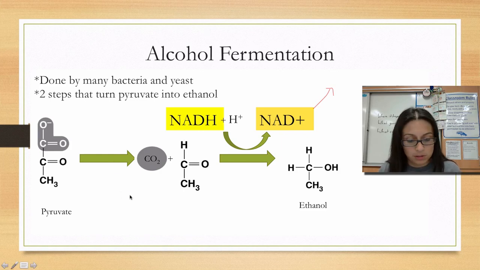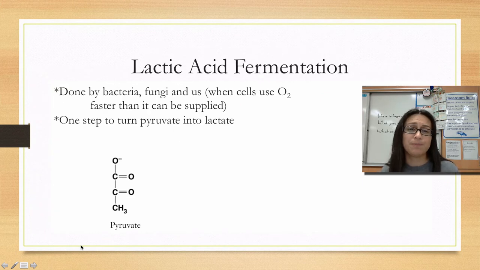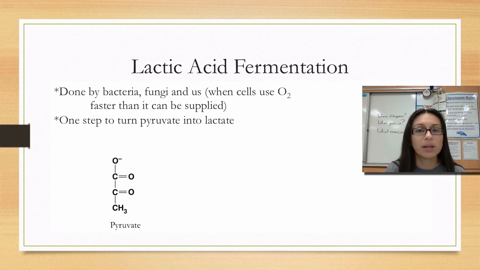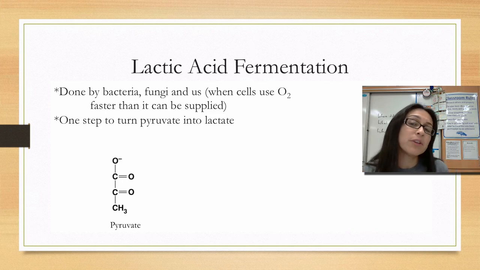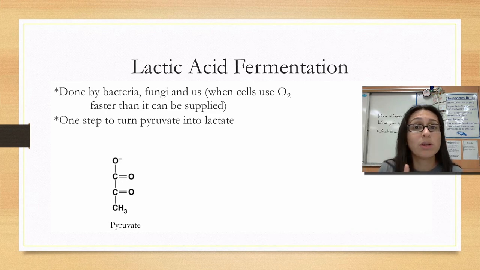All right, so our next thing is going to be lactic acid fermentation. Lactic acid fermentation is done by bacteria, fungus, and even us. For us, it comes down to when there's a very low supply of oxygen. If we're using up oxygen faster than we are actually getting it into the cells from our blood, then we go into lactic acid fermentation instead of continuing to the remaining steps of cellular respiration. So in this one, it's different from alcohol fermentation. There's only one step here.